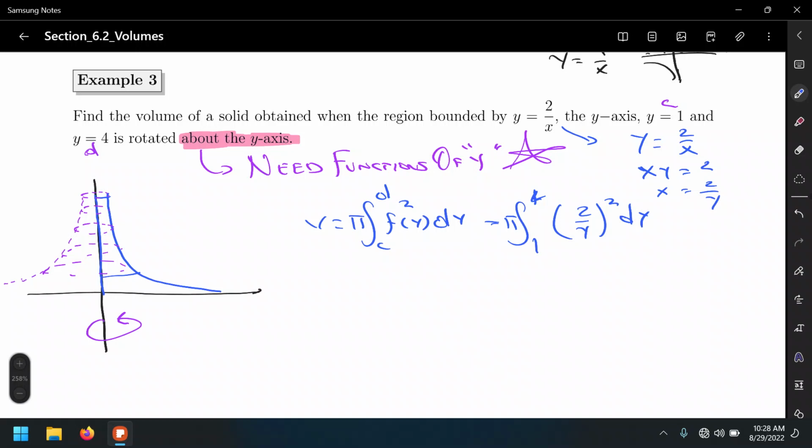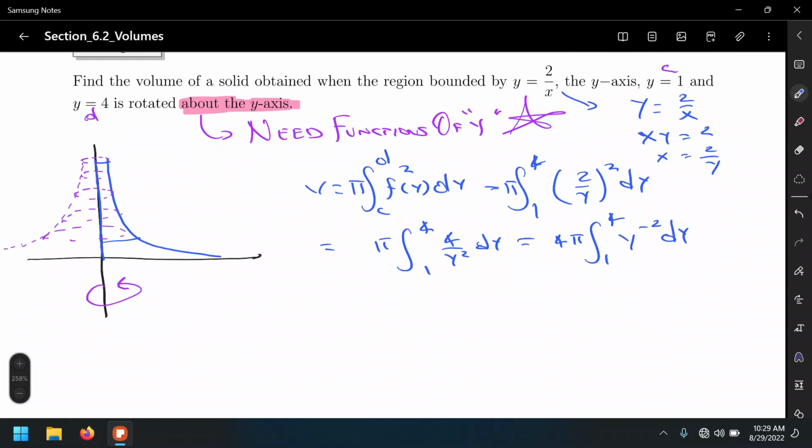So let's simplify this. 2 squared over y squared gives us a 4 in the numerator, which we can take outside of the integral, and that's going to be 1 over y squared dy. Let me do one step at a time. So that's 4 pi, integral from 1 to 4. We cannot integrate this 1 over y squared while it's in the denominator. We need to write it in the numerator with negative exponents, so we can use the general power rule of integration.